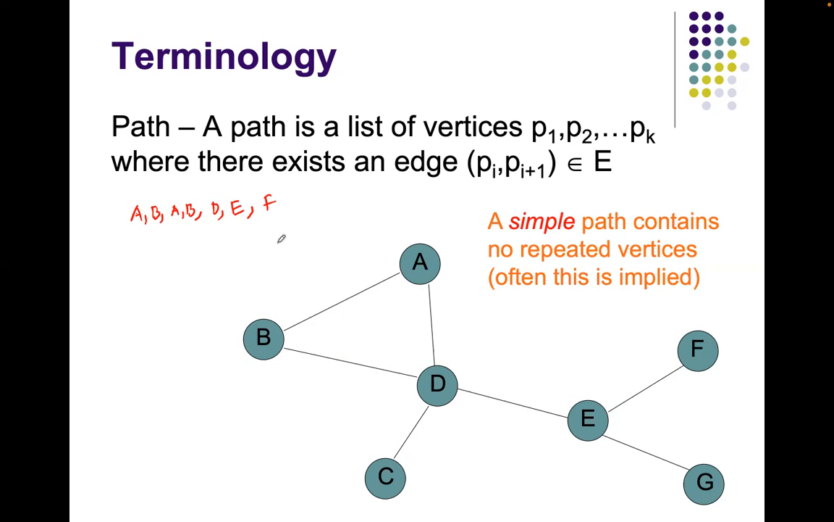This can also be a path, but a simple path definition means there is not going to be any repeated vertex. When we say that we have a path from A to F, it means that we can go from A to F by following a path without any repeated vertex. So this is not a simple path. And by path, we always mean a simple path.